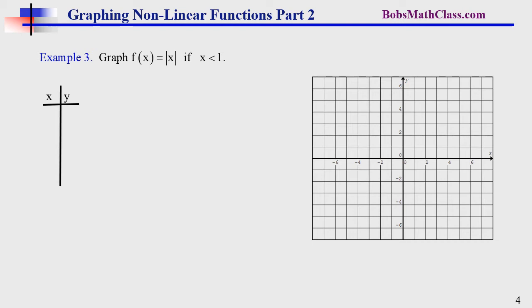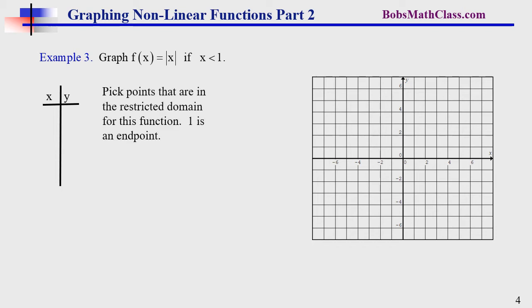All right, so let's pick our points. We're going to start with 1. That's our endpoint. And are we going to have a closed circle or open circle? Right, open circle. And then we're going to pick numbers less than 1: 0, -1, -2. That should be plenty. There's no maximum number of points. You could always pick more points just to be sure what it looks like.